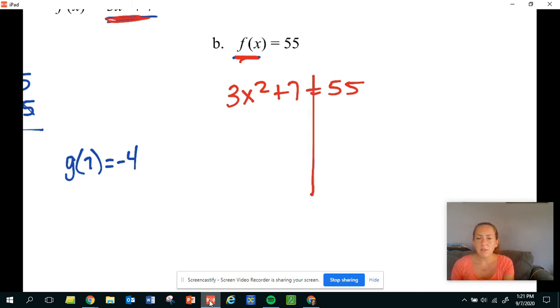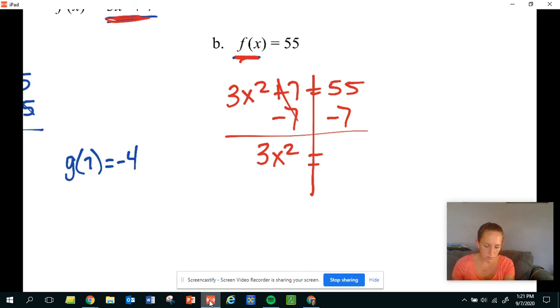So with these, it might freak you out because there's a squared in there, but I promise it's not that bad. So I'm still going to solve it like we've been doing. I'm going to get rid of my plus 7 by subtracting on both sides. So I get 3x squared equals 48.